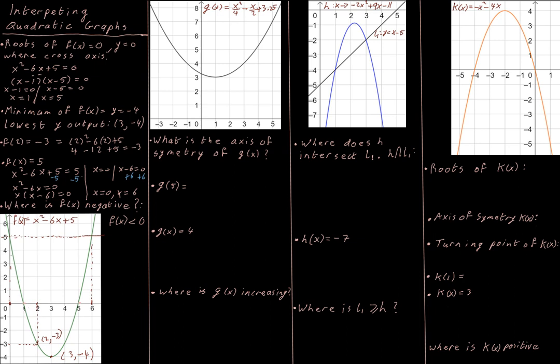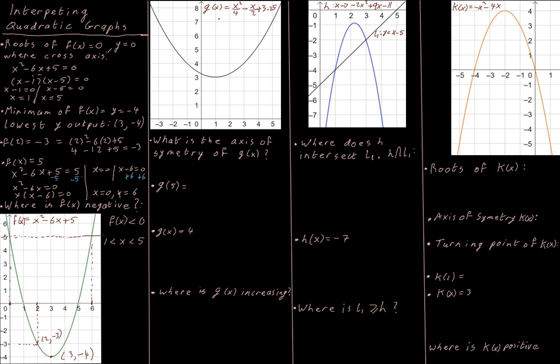So we have negative y values when we're below the x-axis. So that's between x is 1 and x is 5. When x is bigger than 5, we start to get positive y values. When x is less than 1, we start to get positive y values. So in between there, when we're underneath the x-axis, is where we get our f of x being negative. And this is quite an important idea going forward.